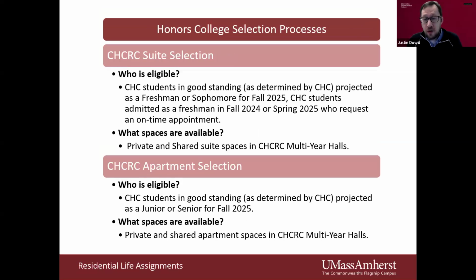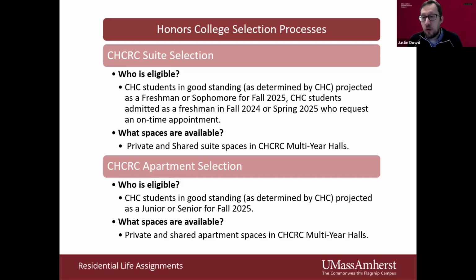There are two other processes to just be aware of, and that is the CHCRC, the Commonwealth Honors College Residential Community suite process, and the apartment process. Any student who is in good standing will be eligible for this process as well. And ultimately, it's going to fall very similarly to the process that we just talked about. Students that were admitted in spring of last year through spring of right now will be in the process for suites, whereas students who are admitted fall 2023 or earlier will be seeing options for apartments.